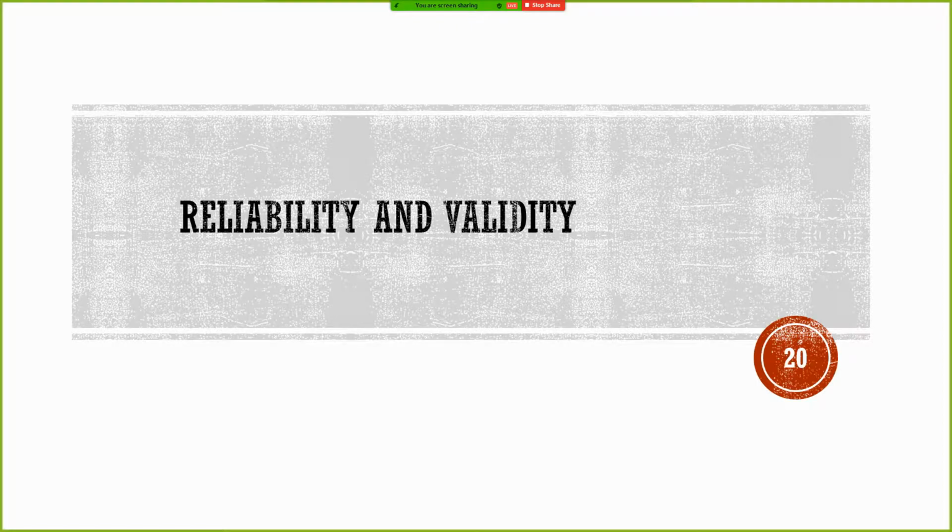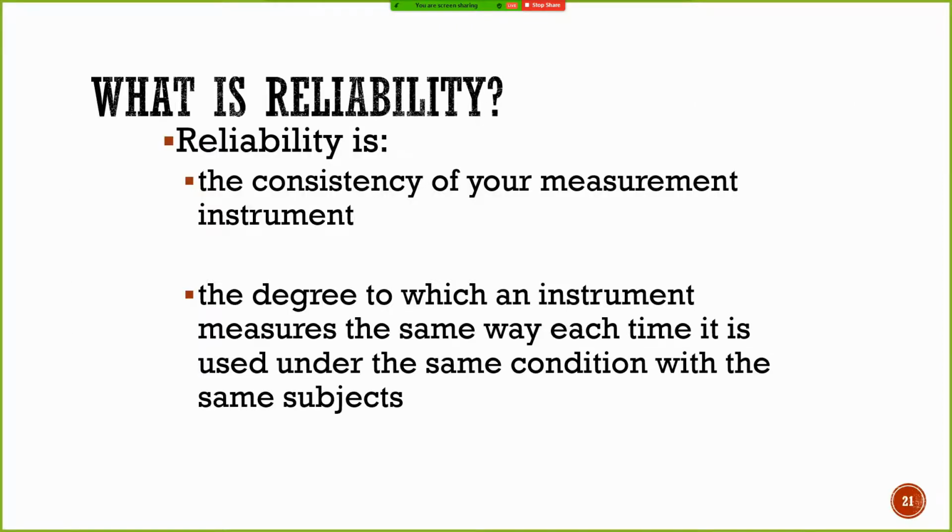So what is reliability and validity? Reliability is the consistency of your measurement, or the consistency of the measurement instrument. It is the degree to which an instrument measures the same way each time it is used under the same conditions with the same subjects. If you give a scale to certain subjects under certain conditions and get responses, and you give that same scale to the same people under the same conditions again, you should get similar results. If you're not getting similar results, this means that there is a problem of reliability with your scale.